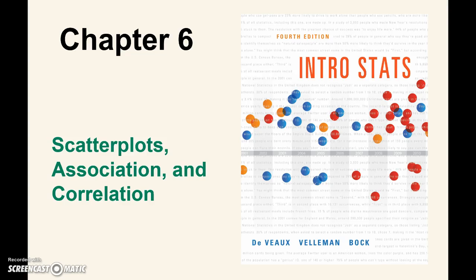So in chapter 6, I just wanted to talk about two topics here, the concept of association and correlation. And they're often kind of used interchangeably when they really shouldn't be. So let's just take a closer look here.